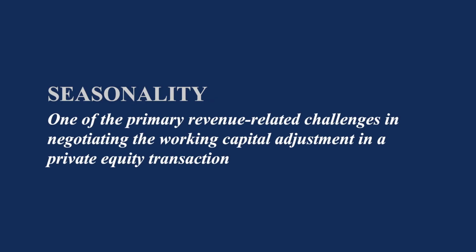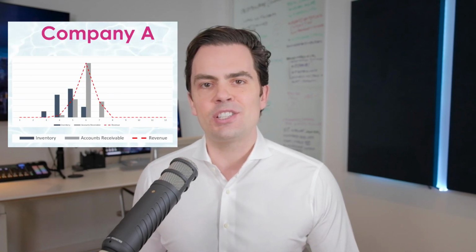Seasonality can have a drastic impact on the amount of working capital required to run a business, which is why it is frequently cited as one of the primary revenue-related challenges in negotiating the working capital adjustment in a private equity transaction, which is also known as the working capital peg. To help this concept stick, in this post we will use visuals to explore how seasonality impacts the liquidity required to maintain a business. Starting with a high seasonality example.